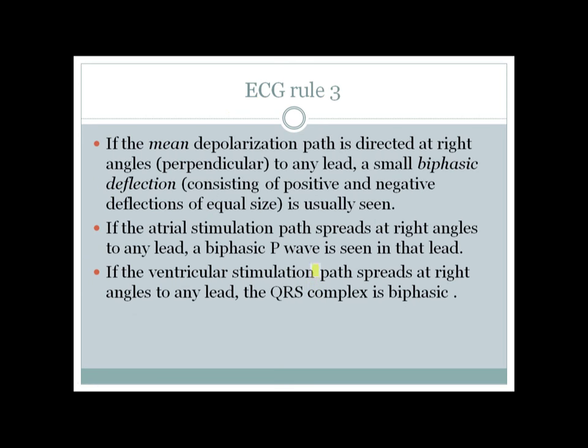And rule 3 tells us that if the mean depolarization is directed at right angles, or perpendicular, to any lead, a small biphasic deflection consisting of a positive and negative deflection of equal size is seen.